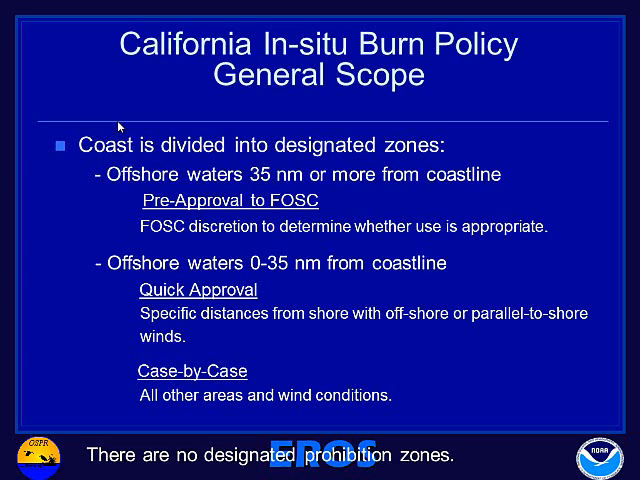If we're in offshore waters 0 to 35 miles from shore, we have two little processes. One is a quick approval that was worked out with the various air boards and air districts along the California coastline, and each of them offered a specific distance from shore, where if the wind was blowing offshore or parallel to shore, they gave a quick approval for in-situ burn, basically a pre-approval. Anything else is case by case. All other areas, all other wind conditions.